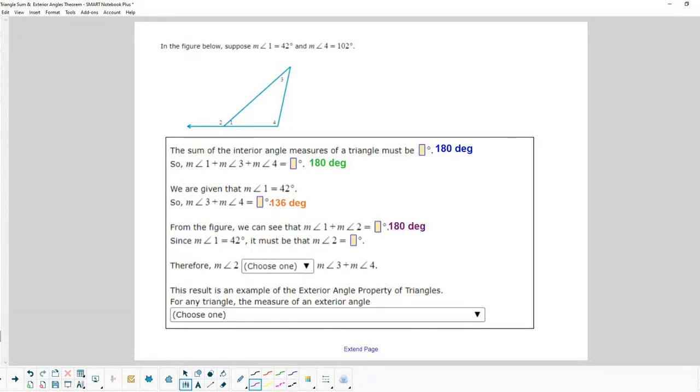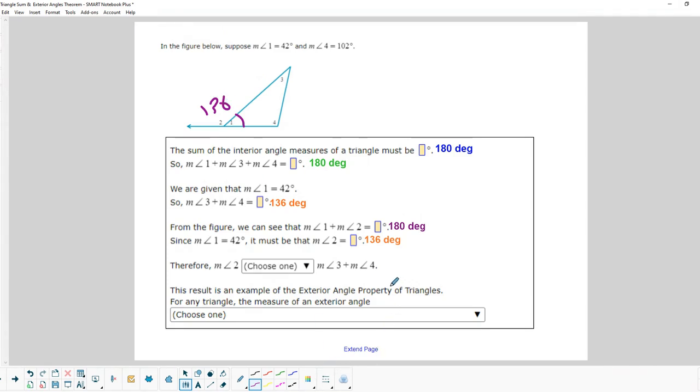So if that's the case, then in this diagram, we also see that these two angles, angles 1 and 2, also add up to 180. That's interesting. These three inside add up to 180. These two right here also add up to 180 degrees. And since angle 1 is 42, right here, it tells us that the measure of angle 2 would have to be 136 over here.